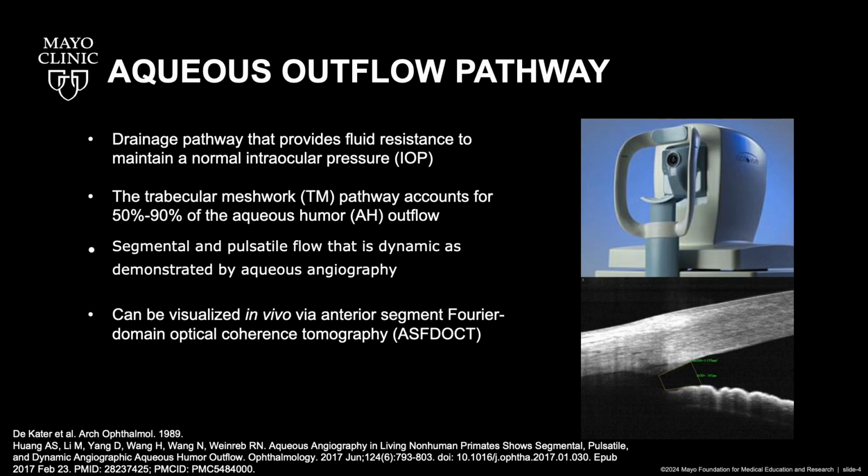So the aqueous outflow pathway plays a crucial role in maintaining normal intraocular pressure. The trabecular meshwork pathway is what accounts for the majority of outflow. It's about 50 to 90% of aqueous humor outflow. And so we know that the flow of aqueous humor is segmental and pulsatile, and it's dynamic. And we can demonstrate this through aqueous angiography. We can also visualize the anterior chamber and angle through OCT imaging, as we can see here in the bottom right corner.